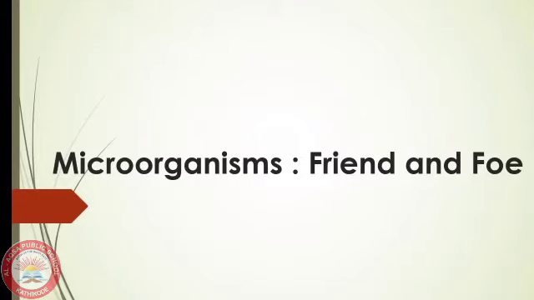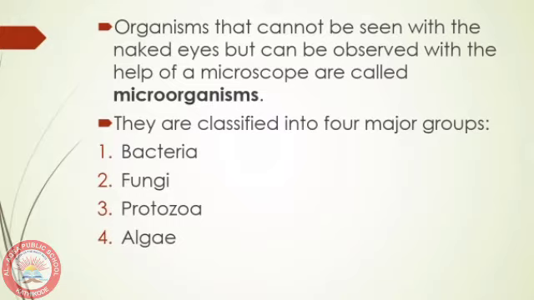Microorganisms, friend and foe. You know the meaning of friend. Do you know the meaning of foe? It means enemy. So this lesson is about microorganisms and how they are our friends as well as enemies. Microorganisms are living organisms that cannot be seen with the naked eye but can be seen with the help of a microscope. That is why they are called microorganisms or microbes.